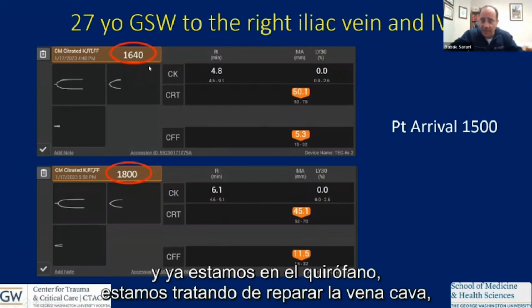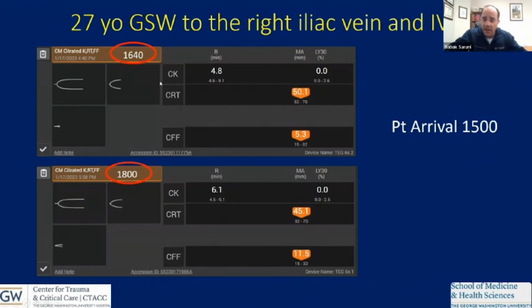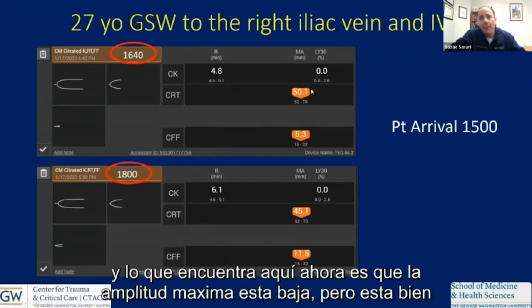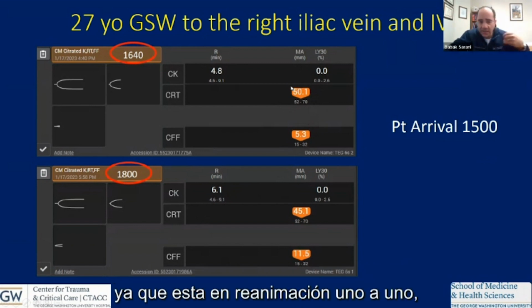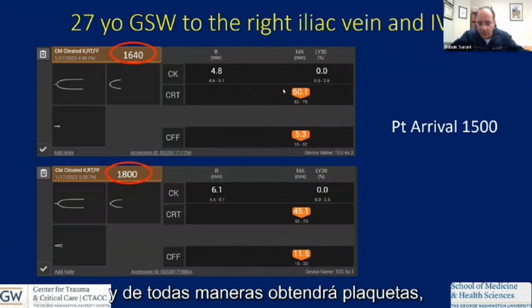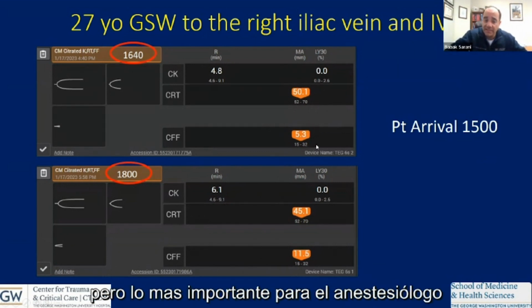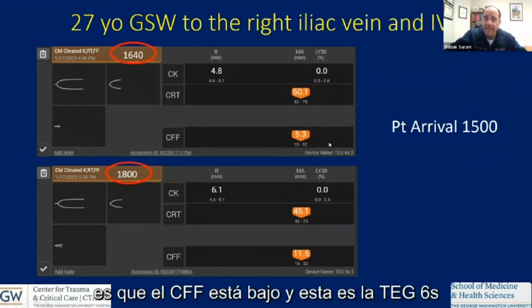We're trying to fix the vena cava. We're trying to fix the iliac vein. The person is bleeding very, very aggressively. And what you find over here now is that the maximum amplitude is down. That's okay. He's in a 1-to-1 resuscitation. He's going to get platelets anyway. But importantly for the anesthetist, the CFF is down. And this is the TEG 6S now reporting.